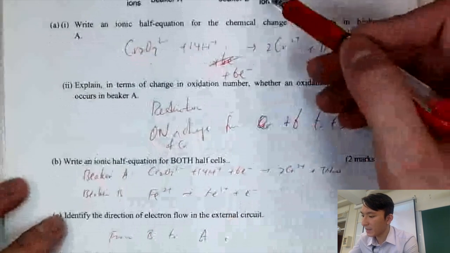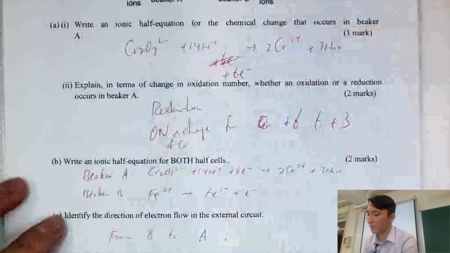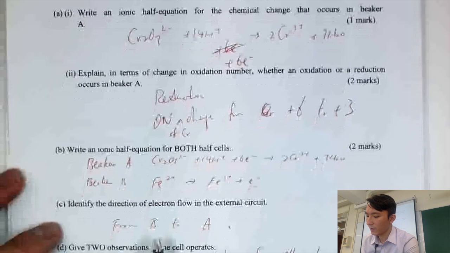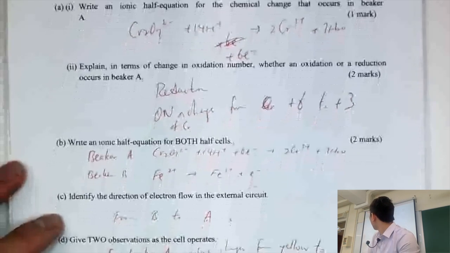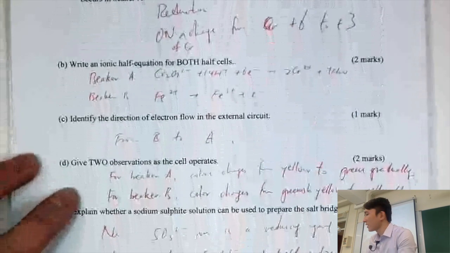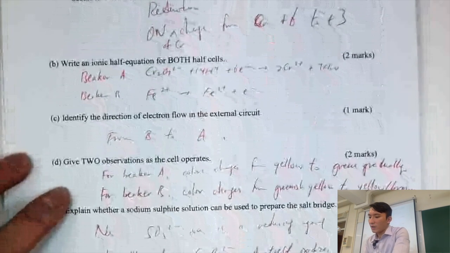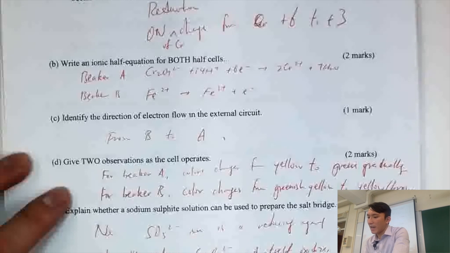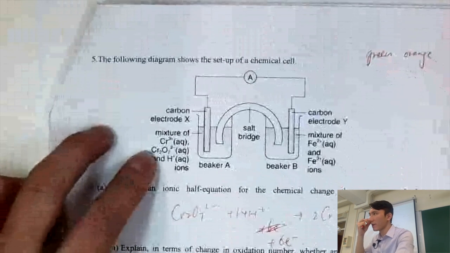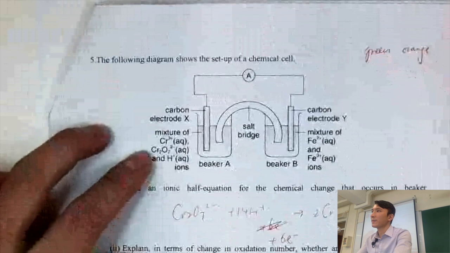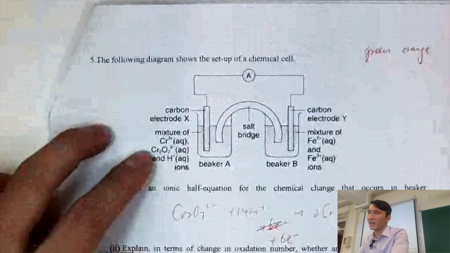So on the beaker B, the Fe2+ undergoes oxidation to form Fe3+. So direction of electron flow from B to A, anti-clockwise. For the observation, you know that on beaker A dichromate becomes chromium 3. So you will expect the solution become green, right?